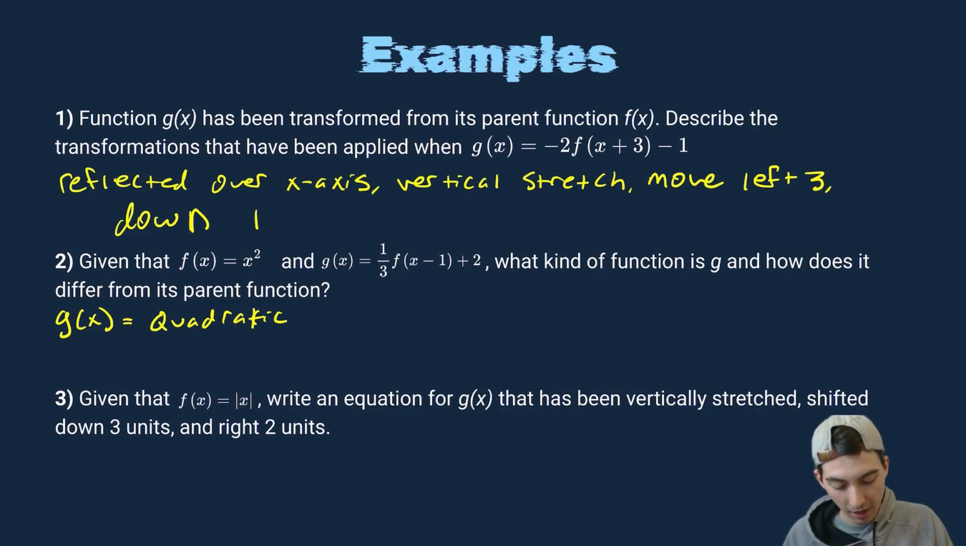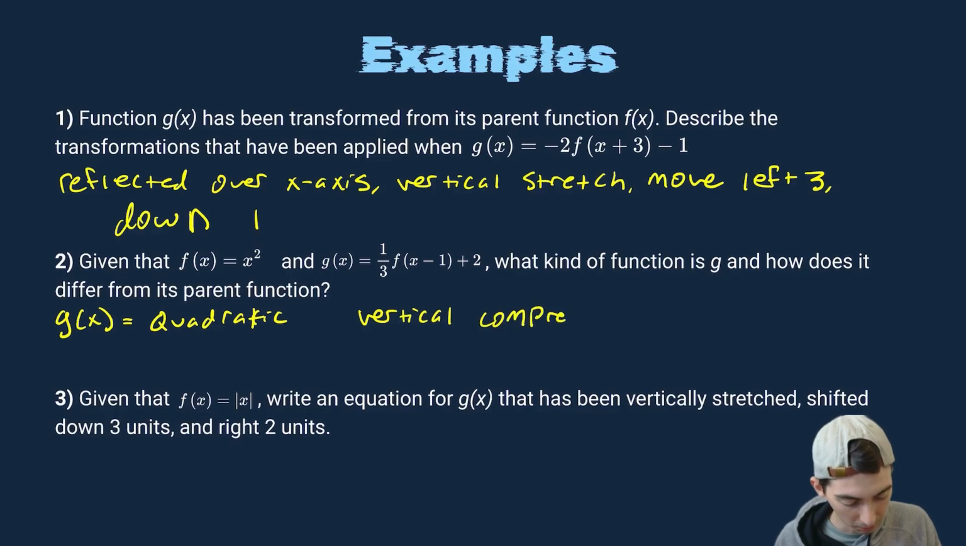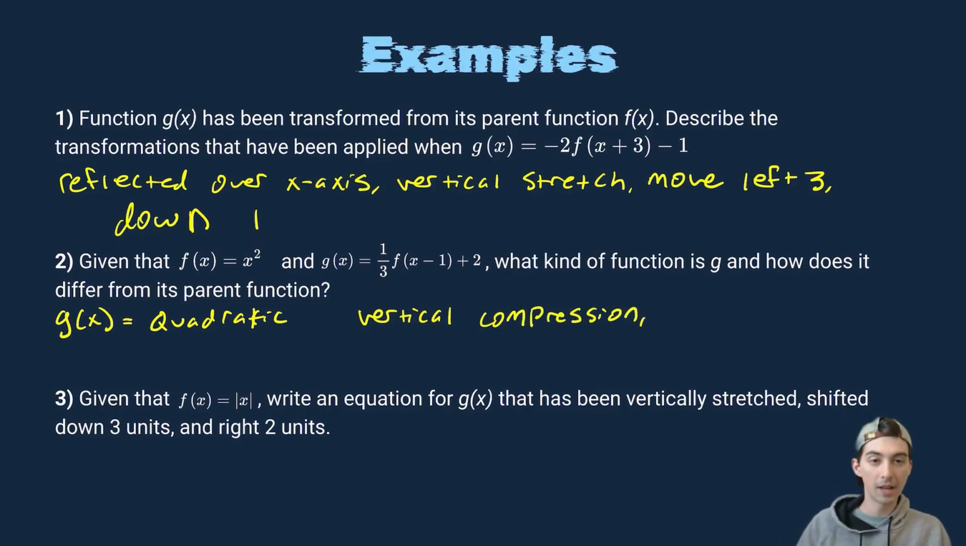And so let's see how it's different from just the parent function. So first, we have this 1/3. 1/3 is less than 1. So it's going to be a vertical compression. Okay. It's going to stay up since it's positive. So we're not reflecting it over the x-axis. Just the 1/3 is less than 1. So it's a vertical compression.